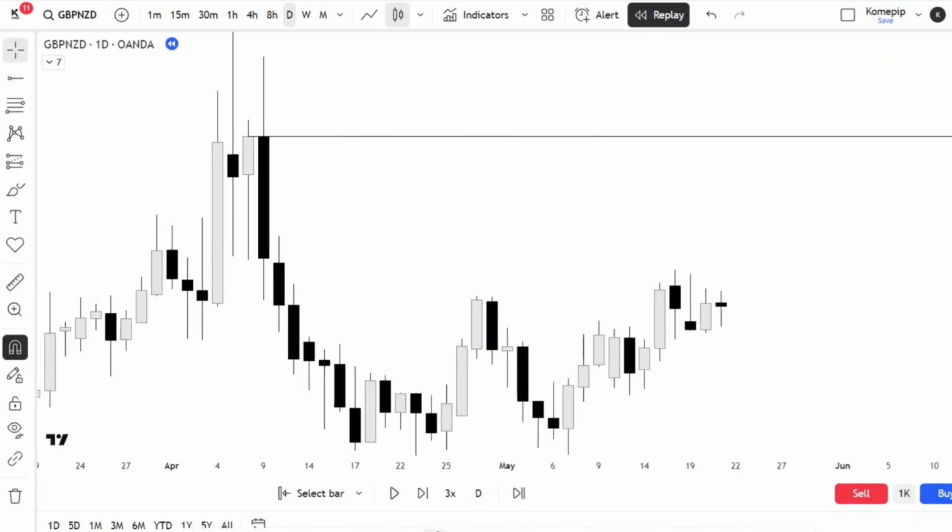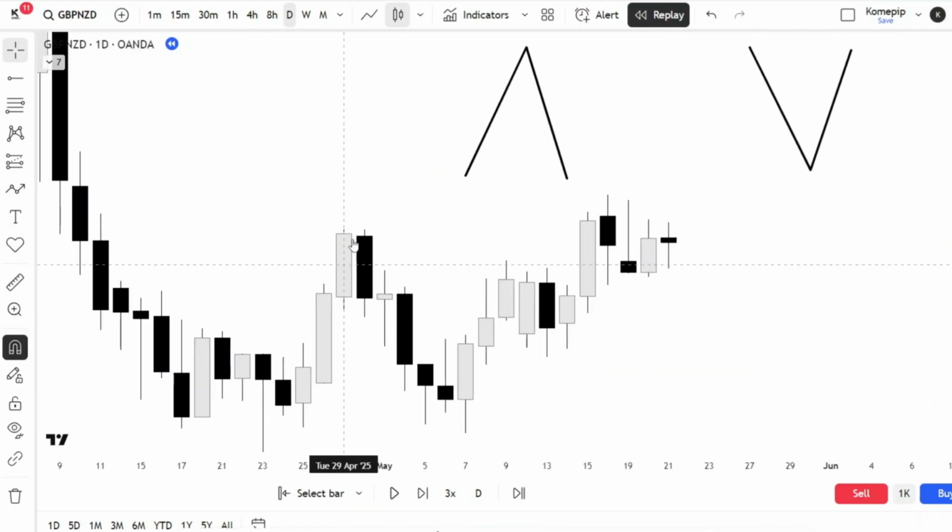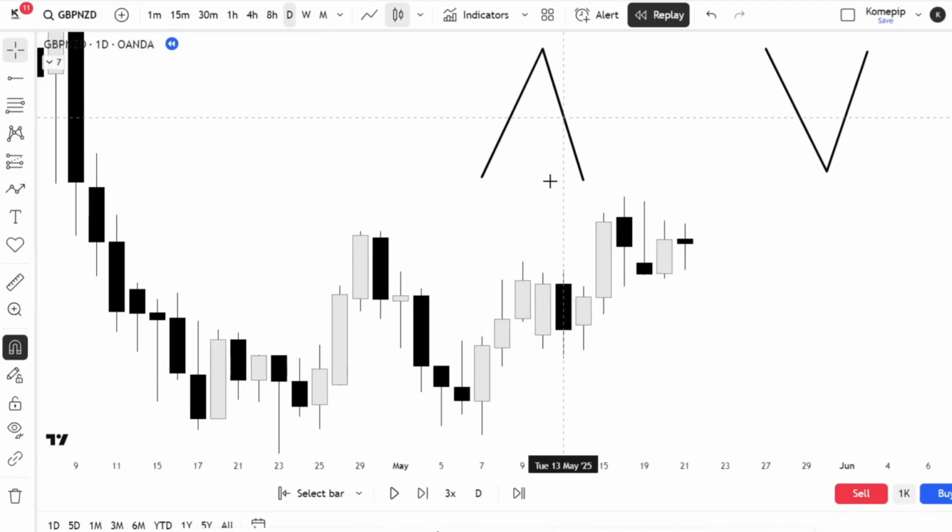So we need an A-shaped formation. So for example, let's say this is a buy candle and this is a sell candle. So a buy and a sell candle forms the A shape, while a sell and buy candle forms the V shape. So this is exactly what I mean. So this is a buy candle and this is a sell candle. So these two candles form the A shape, while these two candles form the V shape.